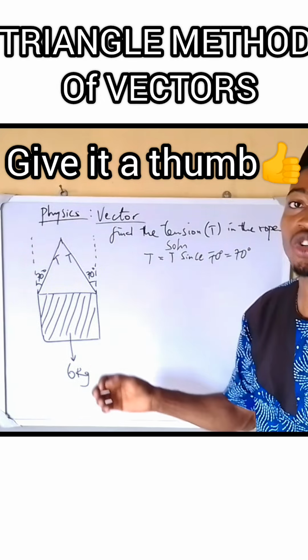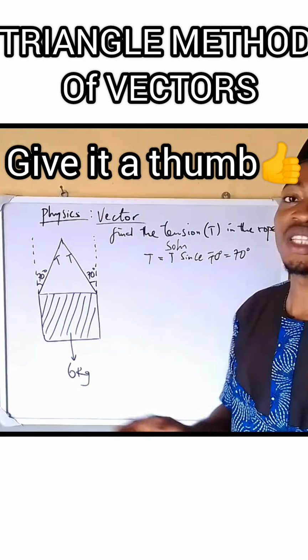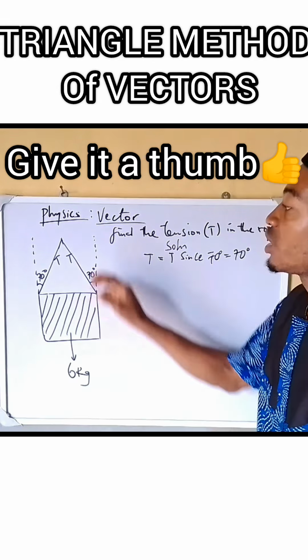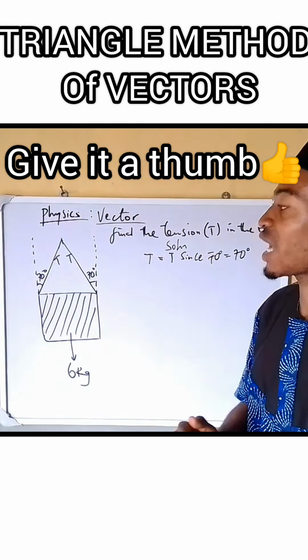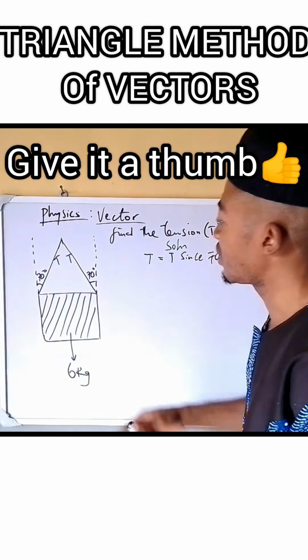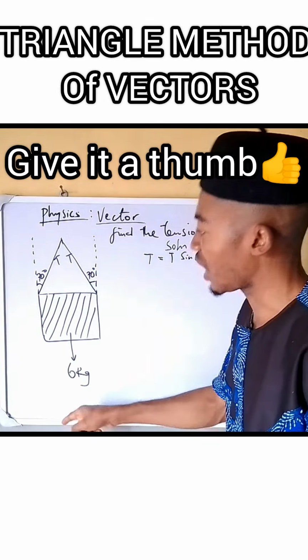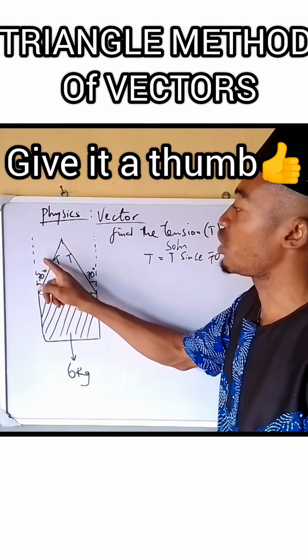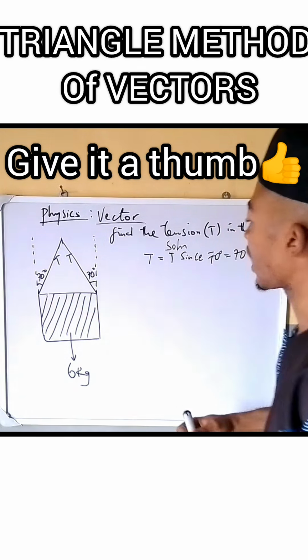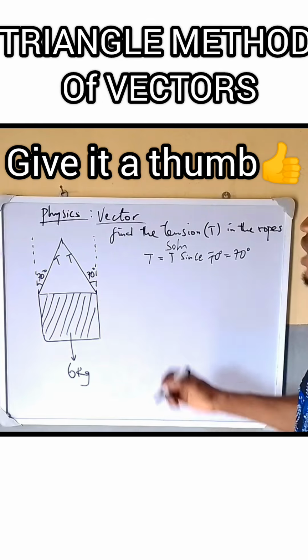This problem can be resolved by using the triangle method of vectors, because these three vectors are in equilibrium. And what are the three vectors? The three vectors include: one is the weight of this object acting downward, then the force on the first rope, and the force on the second rope. So we can represent this in a triangle.